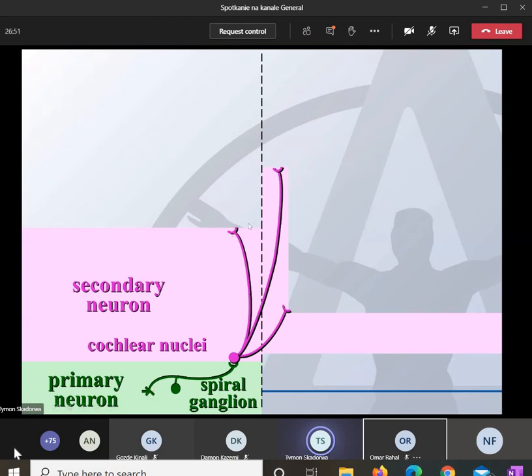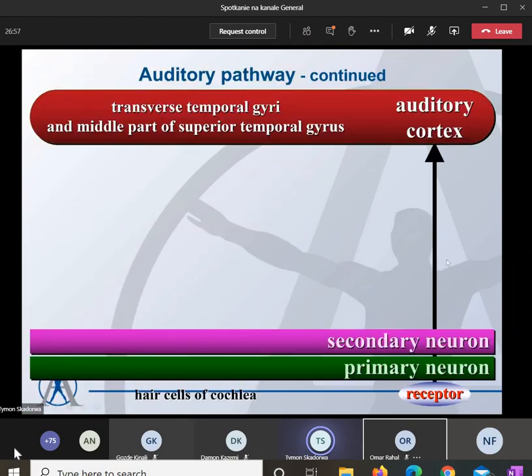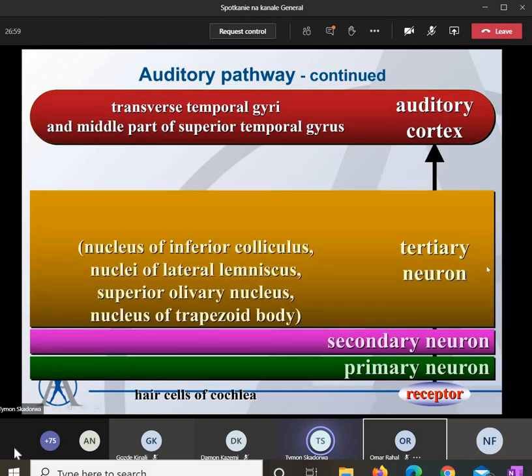And they will meet the tertiary neuron, and they will make a synaptic junction with the bodies of the tertiary neuron. So where are the tertiary neurons? As you may see, the tertiary neurons are at different sites. They may be in the nucleus of inferior colliculus, in the so-called nuclei of lateral lemniscus, the superior olivary nucleus, or the nucleus of trapezoid body.